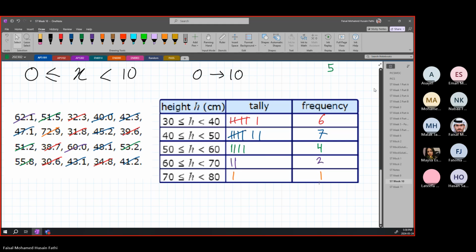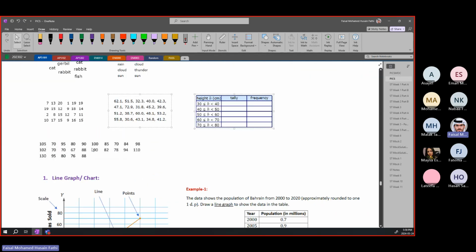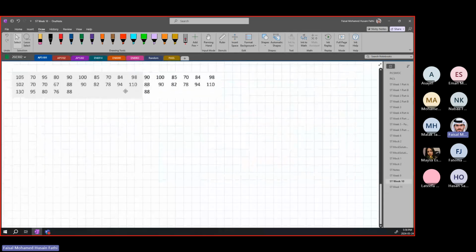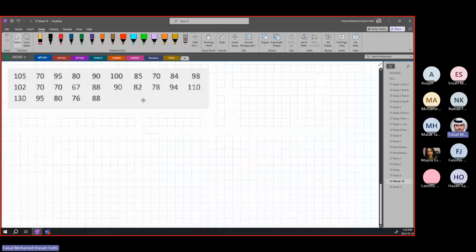All right? And this is very simple, very straightforward when you're given the height or when you're given the range. But what if you're not given the range and you have to do the range for yourself? So let's take a look at this example. So I want to build the frequency table for these values. Given these values, I need to identify the range myself. So how can I do that all by myself?